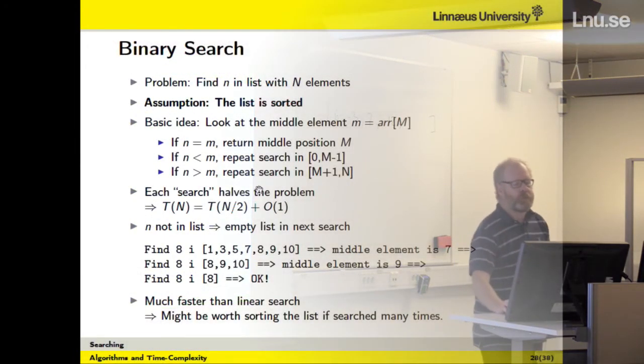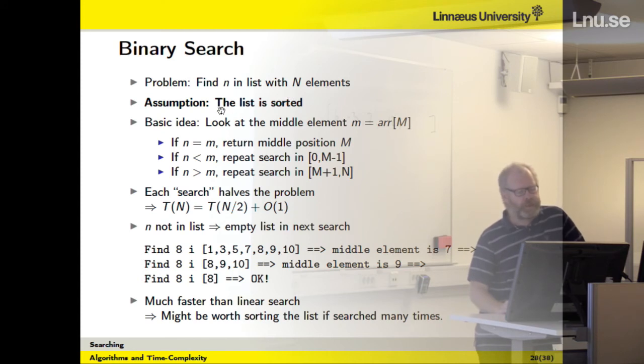Binary search. We should search for an element in a list, but the list is sorted in this case. You should be reminded of binary search trees. The basic idea is to look at the middle element. If this is the one that we are looking for, then we are done. If the one we are looking for is smaller than the middle element, then we should repeat the search, but only in one half of the list. If it is larger, then we are searching in the second half of the list.